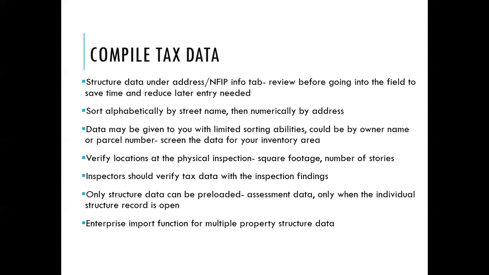So I'll show you some screenshots of that. But review that before going into the field, and save time and reduce later entry that would be needed. They suggest sorting them alphabetically by street name and then numerically by address. The data might be given to you by the tax assessor's office with limited sorting abilities, or it could be by the owner name or the parcel. So just determine what format that data is in.